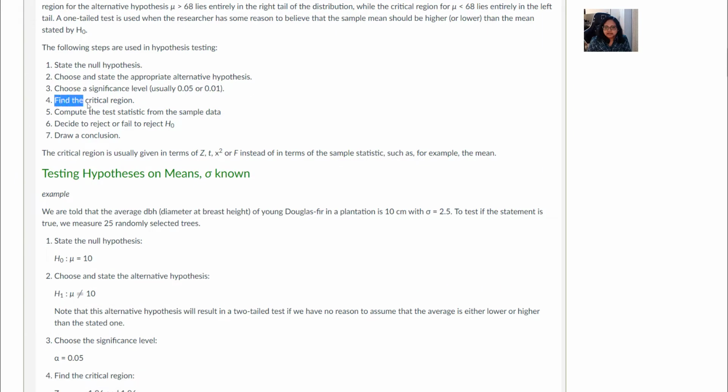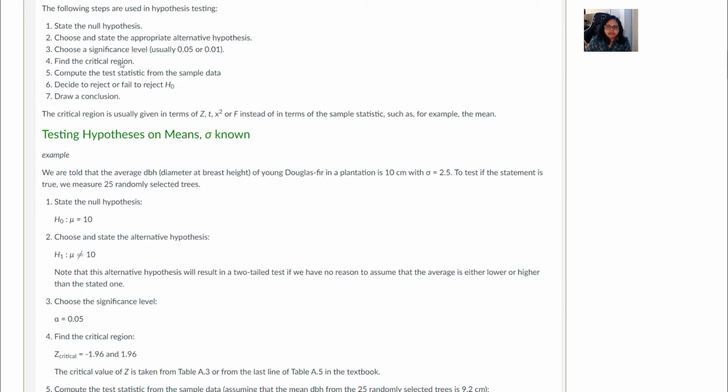Okay, then we can find the critical region. How can we find the critical region? You can use the critical tables we have in the appendix, based on T, Z, or other tables. Based on that, we can pick our critical region, and then you can compute the test statistic. The test statistic I showed you at the beginning. You can use that and find the value of the test statistic, and then decide whether you are going to reject the null hypothesis or fail to reject the null hypothesis.